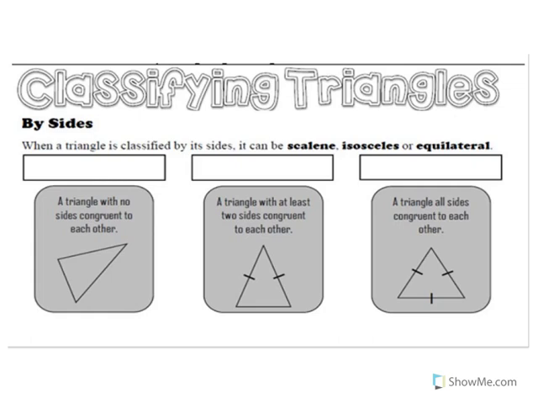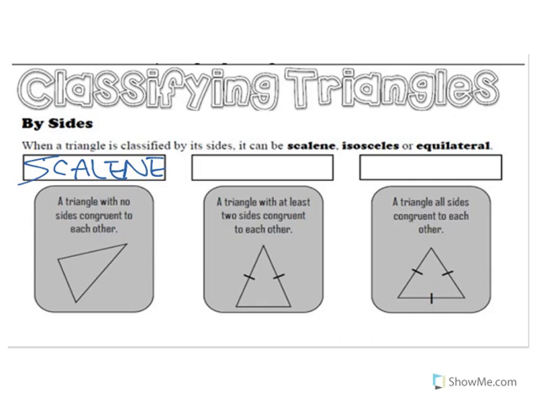Classifying triangles by sides. When a triangle is classified by its sides, it can be scalene, isosceles, or equilateral. Let's go into this a little bit more in depth. A triangle with no sides congruent to each other is known as scalene. These are probably 7th, 6th grade review terms, but we're going to get much deeper into the math and geometry on triangles here. Let's go to the next one.